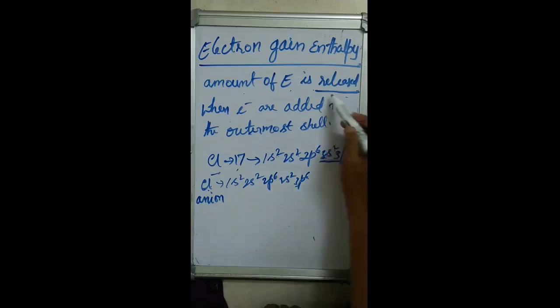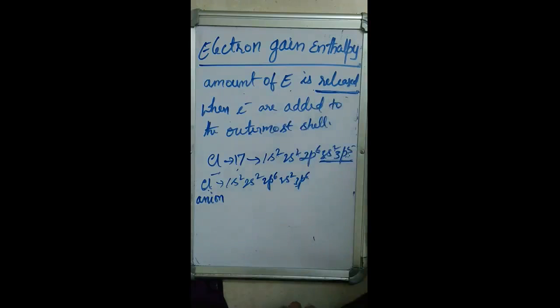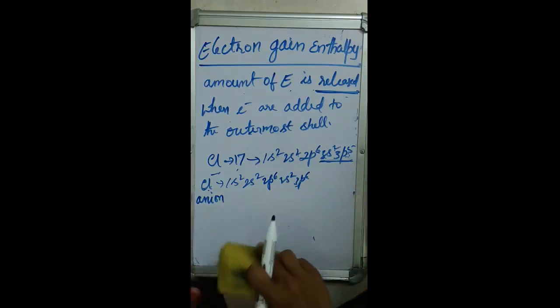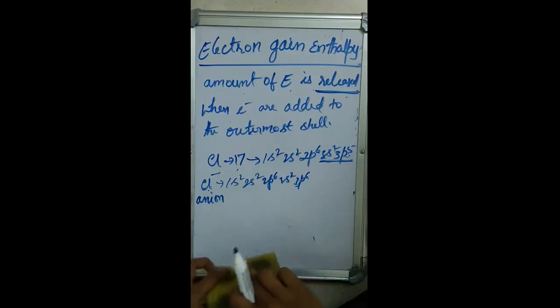That's why I underlined the word. In the case of ionization enthalpy, energy is required. That word is very important. In the case of electron gain enthalpy, the amount of energy is released when an electron is added to the outermost shell. You should write that properly. So this is the definition of electron gain enthalpy. I hope you understood the concept.